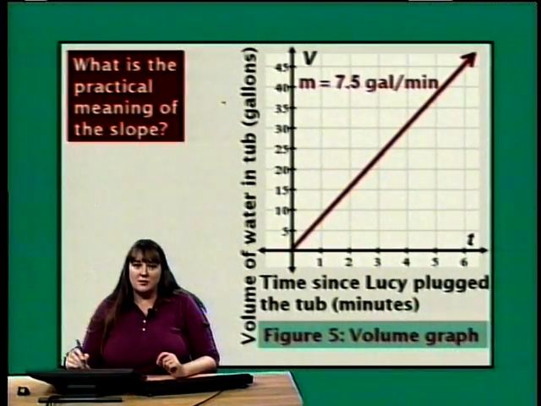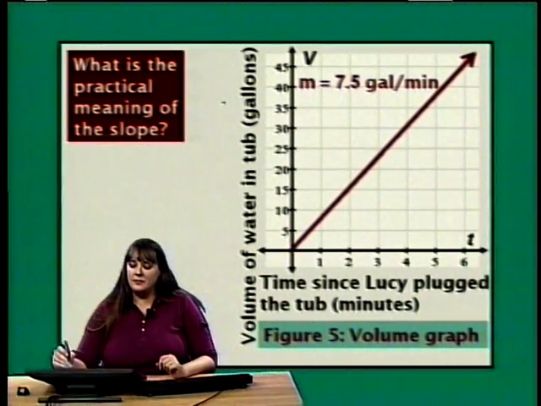Well, what's the practical meaning of the slope? Our slope we found was 7.5 gallons per minute. Looking at the graph, I can see that the line is increasing, which makes sense. Water's flowing into the tub, so the volume of water in the tub is increasing. The slope is telling us how this volume increases.